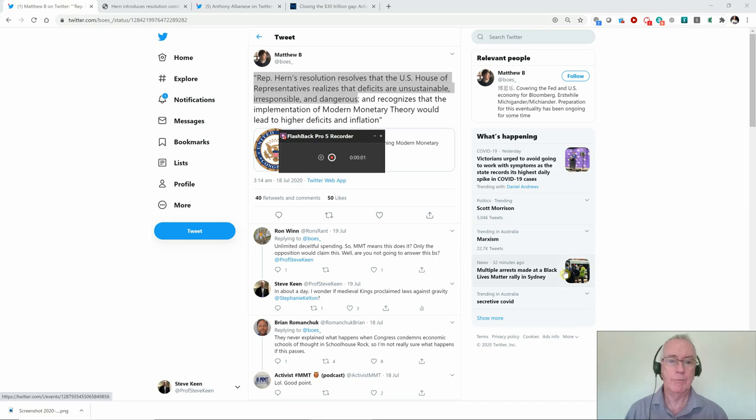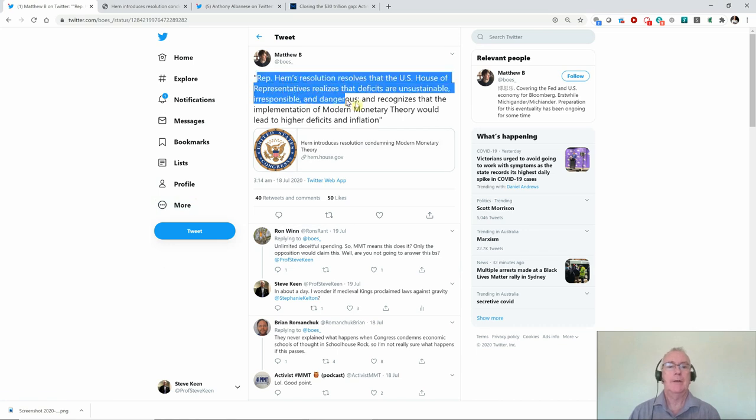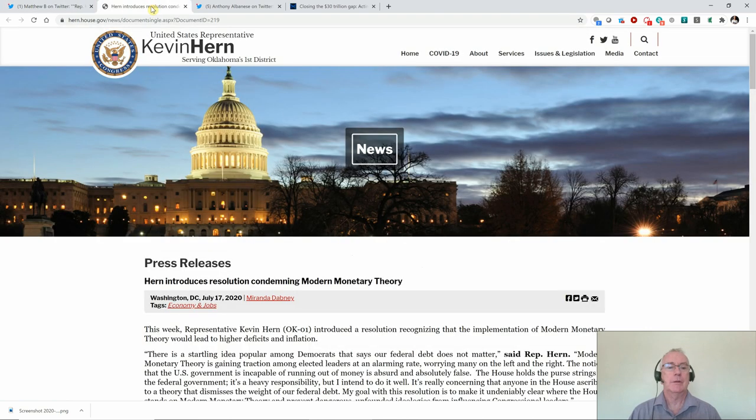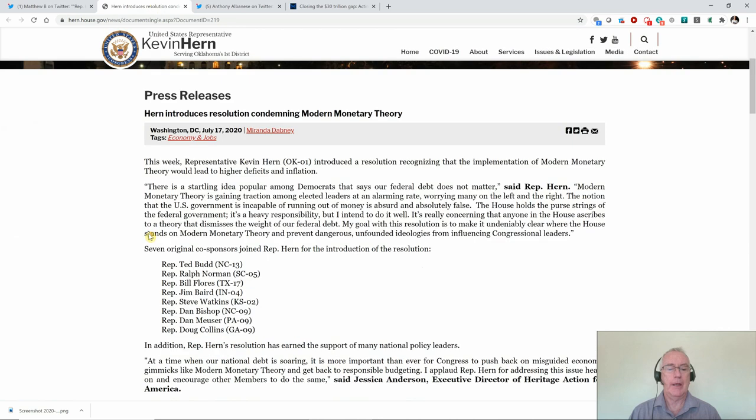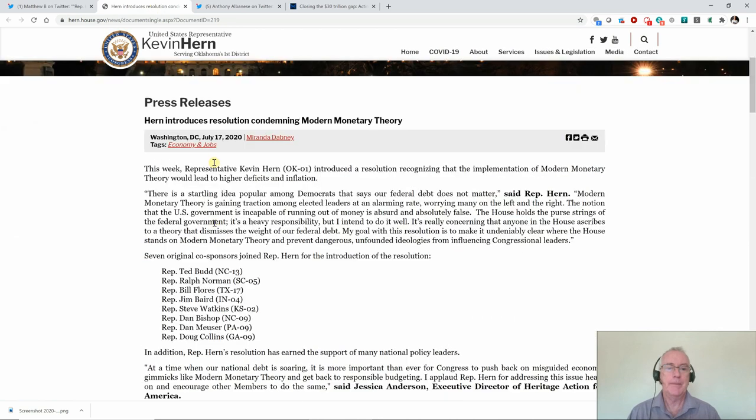Well, you'd have to be living under a rock to not know that modern monetary theory exists. And because it's become so prominent, it's also now coming under attack. There's a recent motion put before the Congress by Congressman Hurd, saying that the US House recognizes the deficits are unsustainable, irresponsible, and dangerous. And this is the actual resolution here, with the part I've highlighted down the bottom.